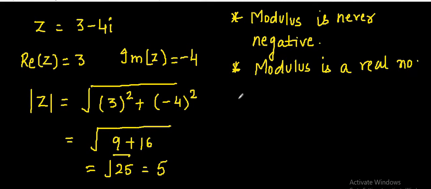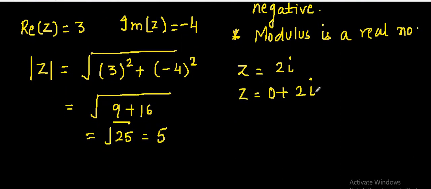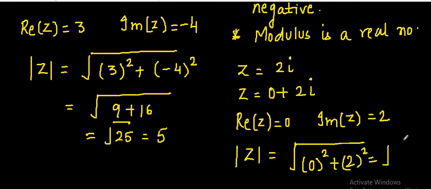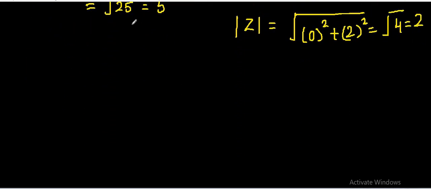So what about modulus of z if z is 2 iota? First of all, you will have to complete its standard form, that is a plus iota b. So first, writing it in standard form, we have 0 plus 2 iota. Then real part of z is 0 and imaginary part of z is 2. So modulus z will be equal to under root 0 square plus 2 square, that is square root of 4, which is 2.